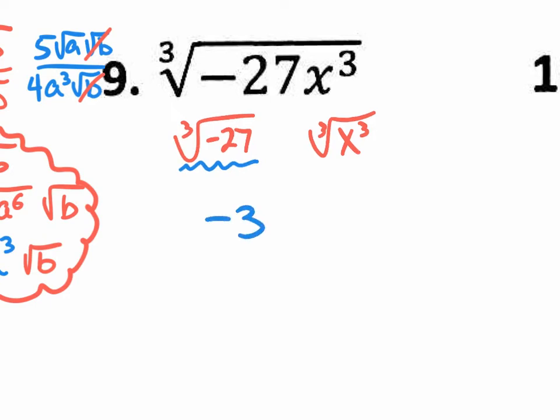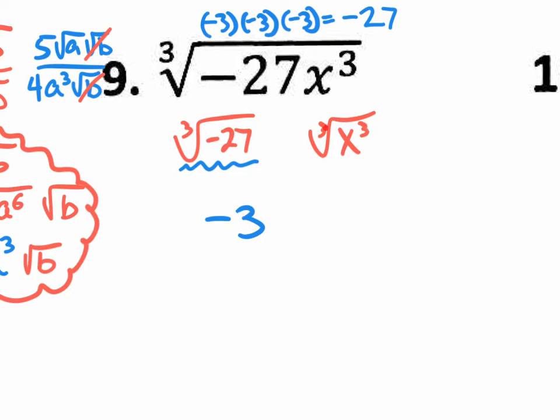I mean, think about it. Let me just do my work right here on top. What's negative 3 times negative 3? That's positive 9. Times negative 3, that's negative 9. I mean, negative 27, I'm sorry. Yeah, negative 27. So the cube root of negative 27 is negative 3.